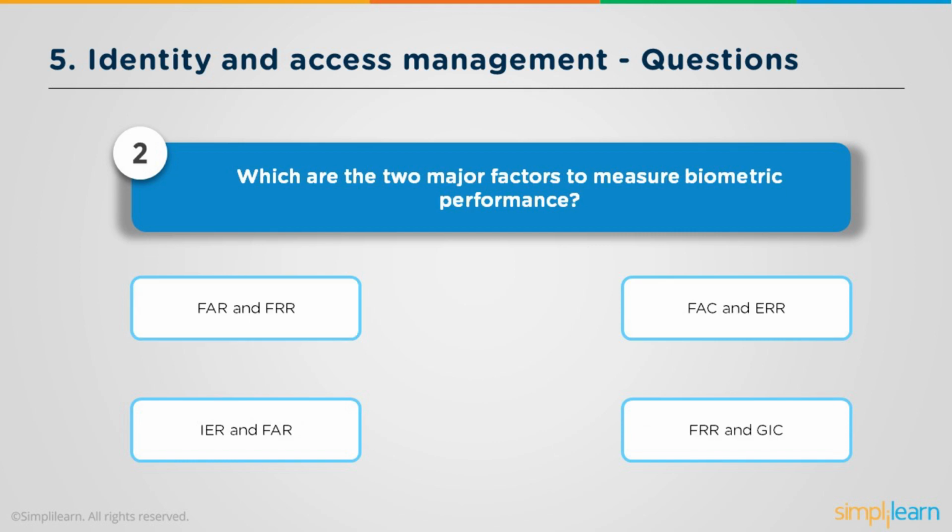The second question, which are the two major factors to measure biometric performance? Again, the options: FAR, false acceptance rate, and FRR, false rejection rate, or FSE and ERR, IER and FAR, FRR and GIC. They don't actually relate. So the correct answer here is FAR, false acceptance rate, and false rejection rate. So these are the two major factors. False rejection rate may still be a little bit acceptable, but a false acceptance rate is not tolerable at all.